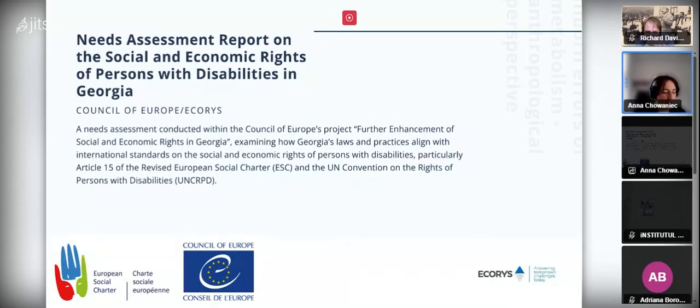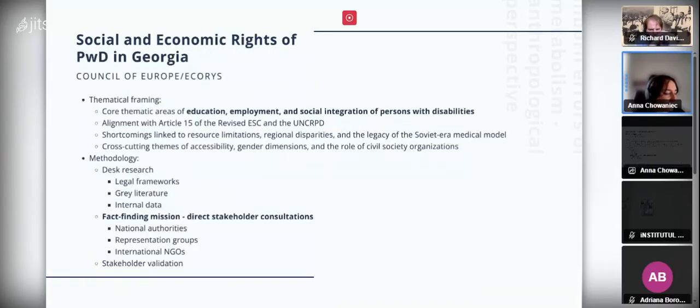is the project that I delivered for the Council of Europe office in Georgia, which was an assessment of the needs and current situation of persons with disabilities, guided by the framework of Article 15 of the revised European Social Charter. And the thematic scope of the study was guided by the said article. So it focused on education, employment, and social inclusion of persons with disabilities. The methodology included desk research and a fact-finding mission, and this fact-finding mission was the most important and qualitative component of this whole research. And we also validated the findings with the stakeholders.